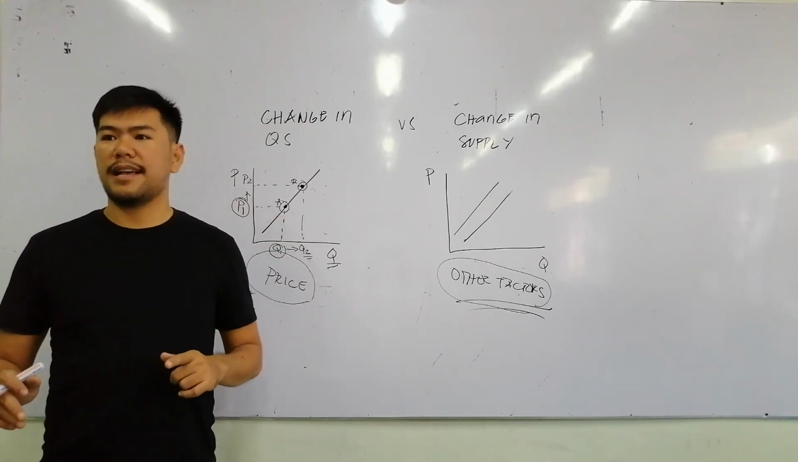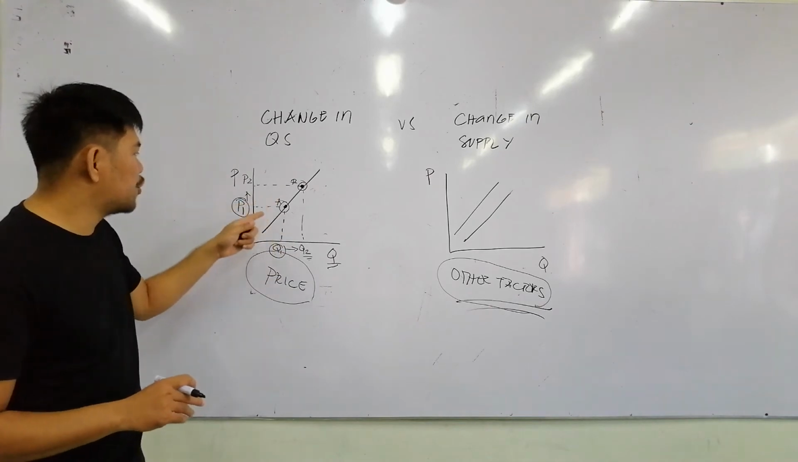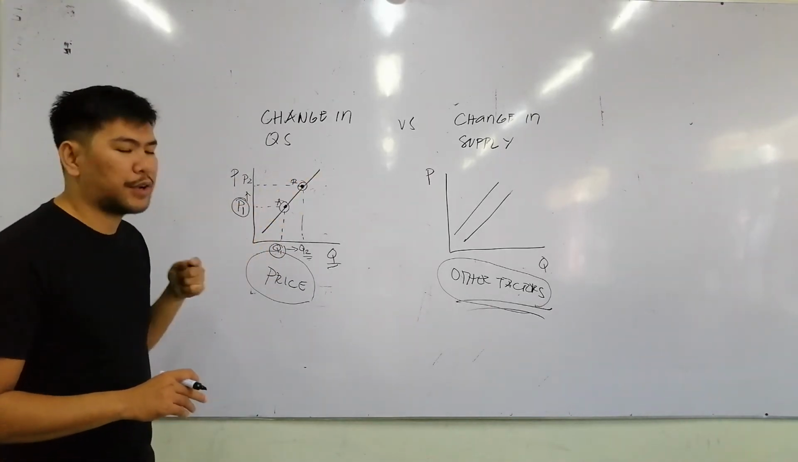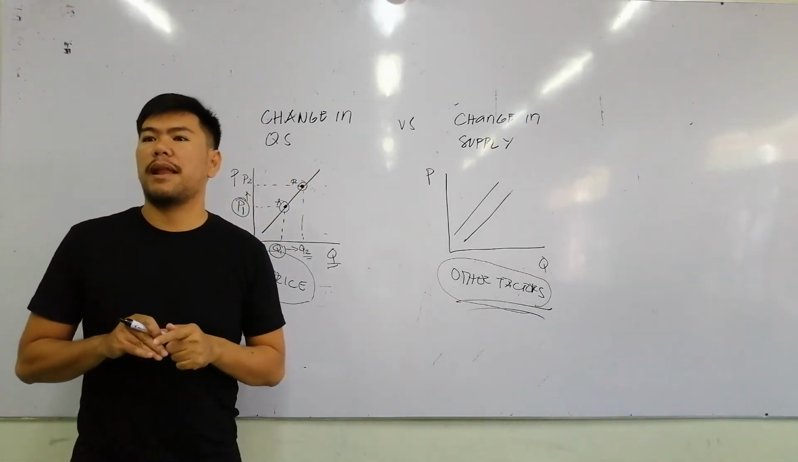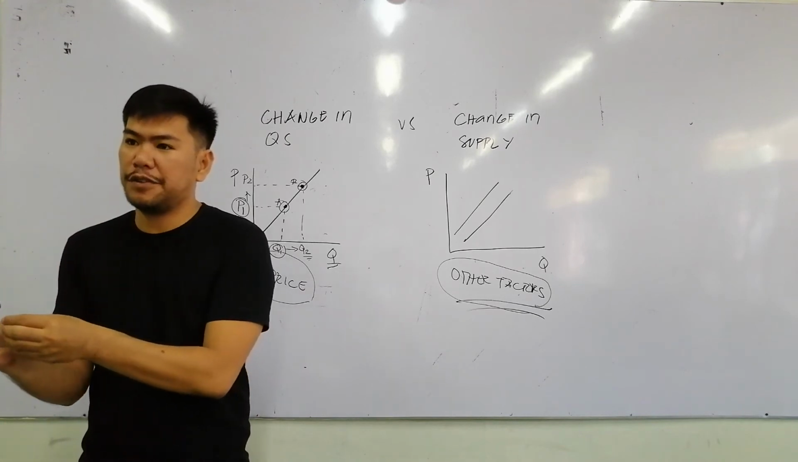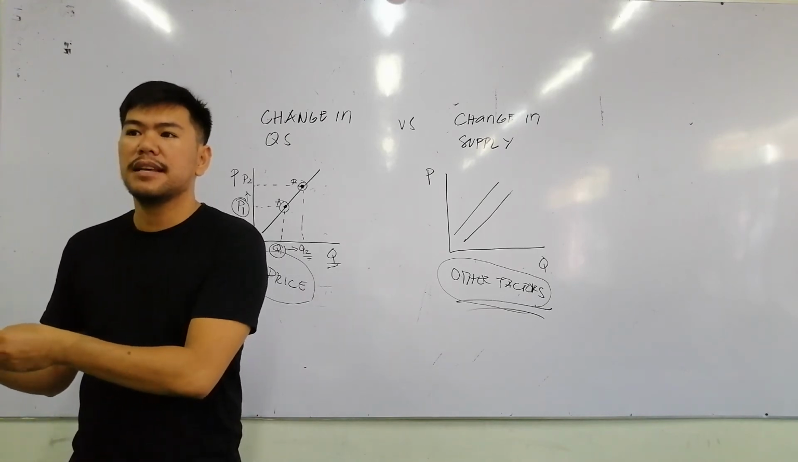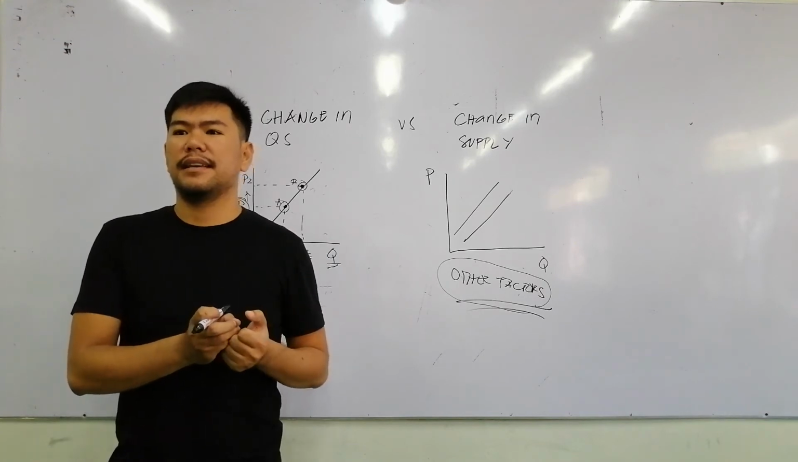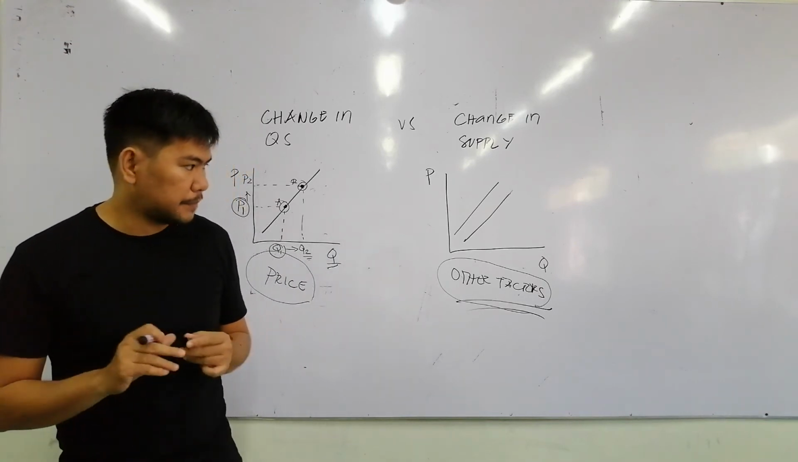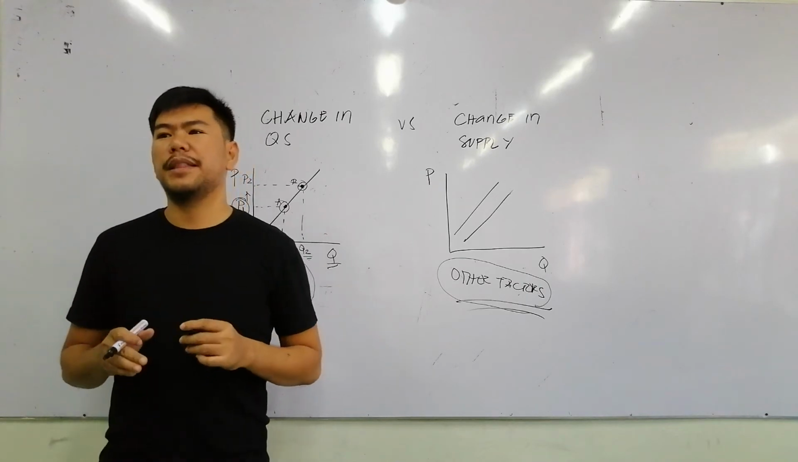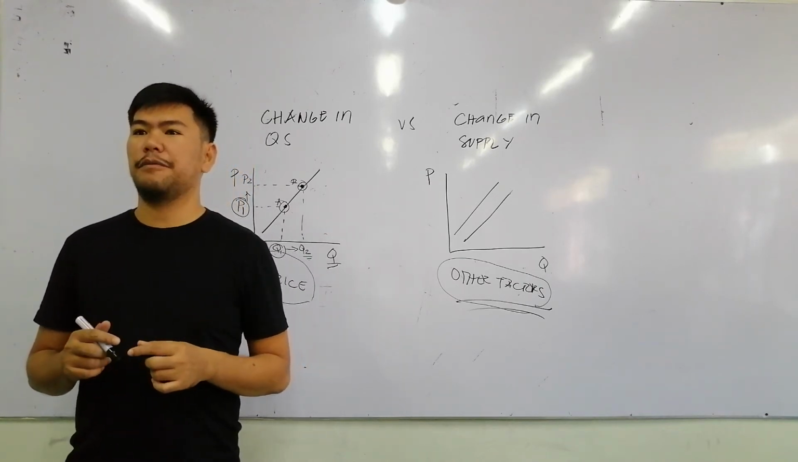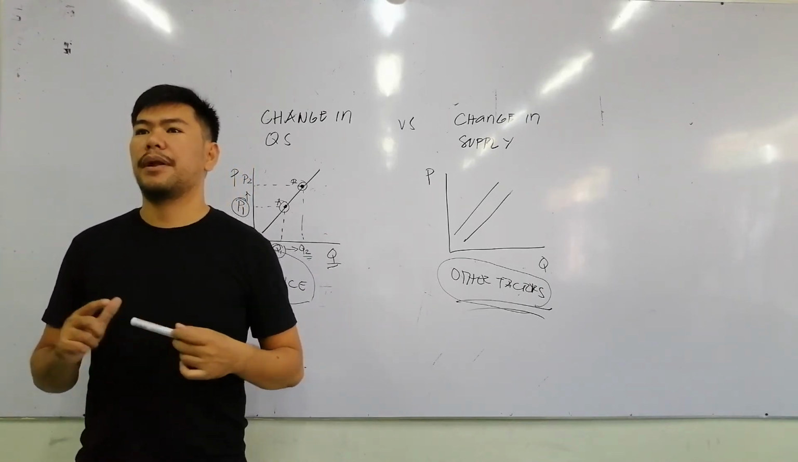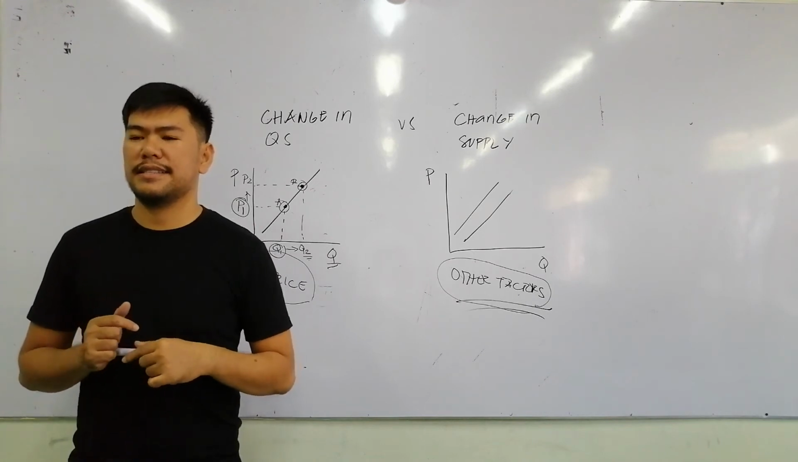Change in supply is other determinants. There is no movement along the supply curve. However, the supply curve will either shift to the right if it will increase, and it will shift to the left if it is decreasing. So let's have an example. What will happen to the supply curve of bread when the price of flour increases?